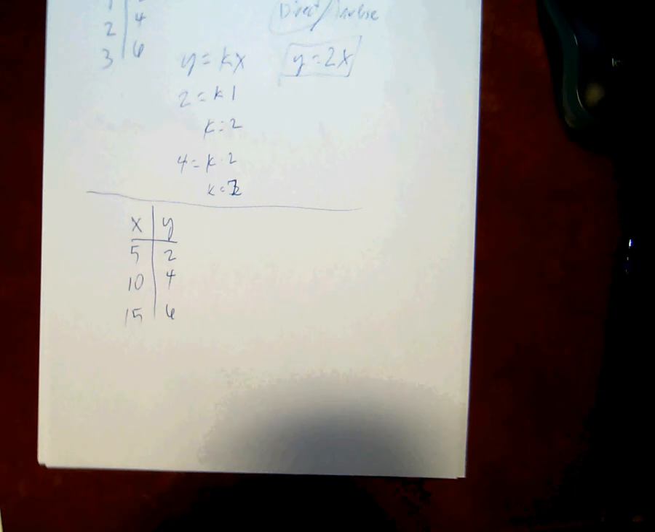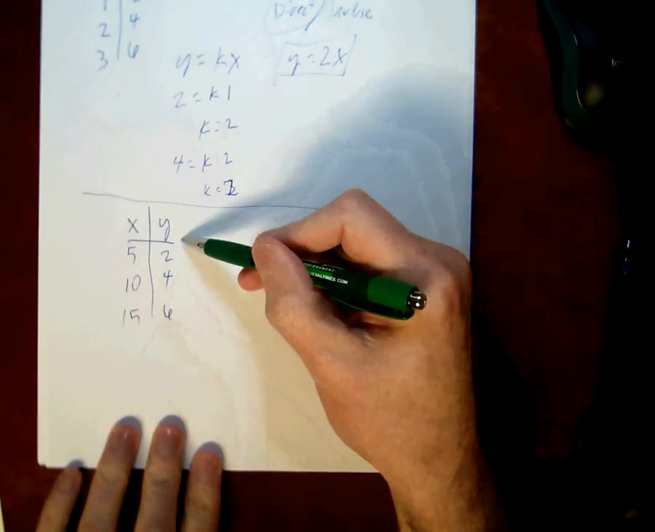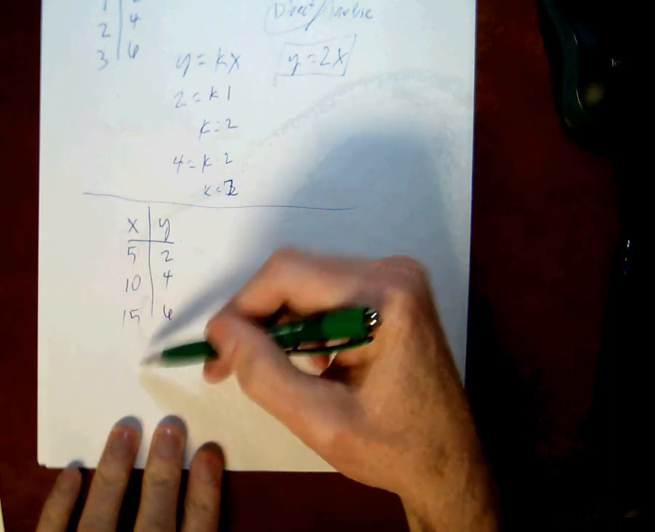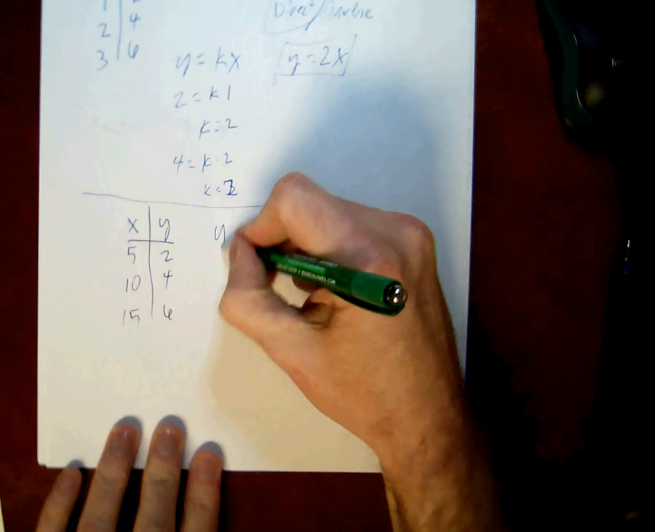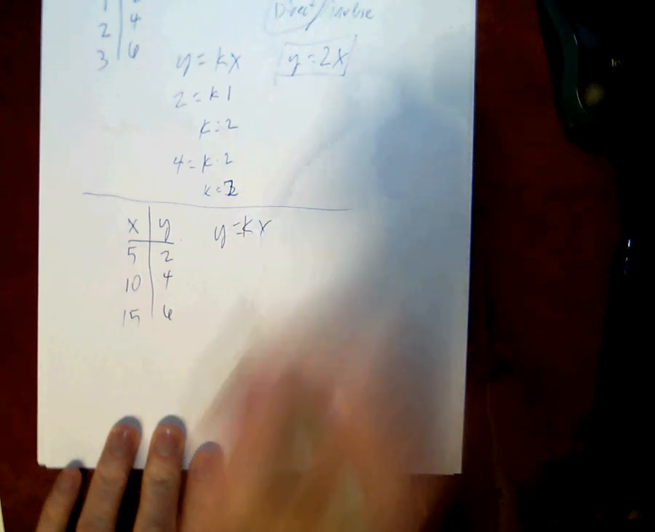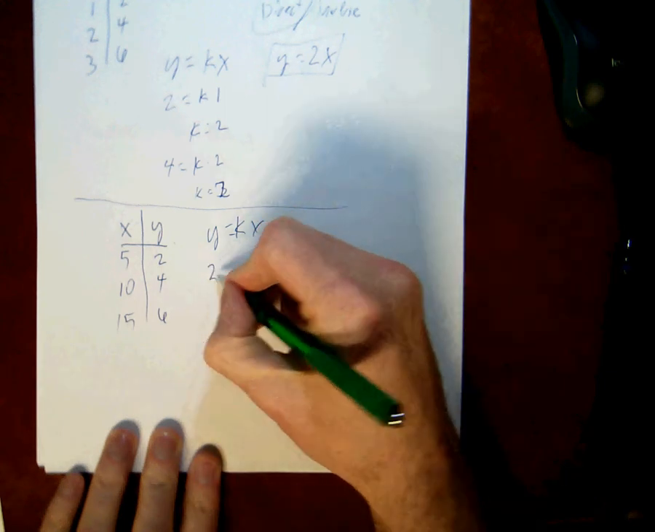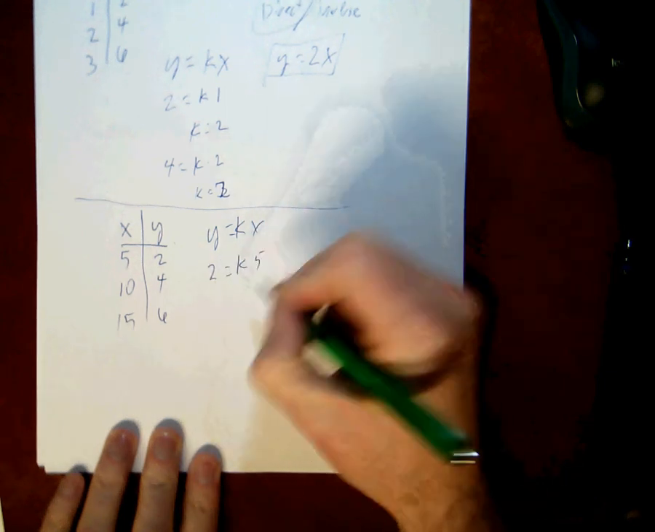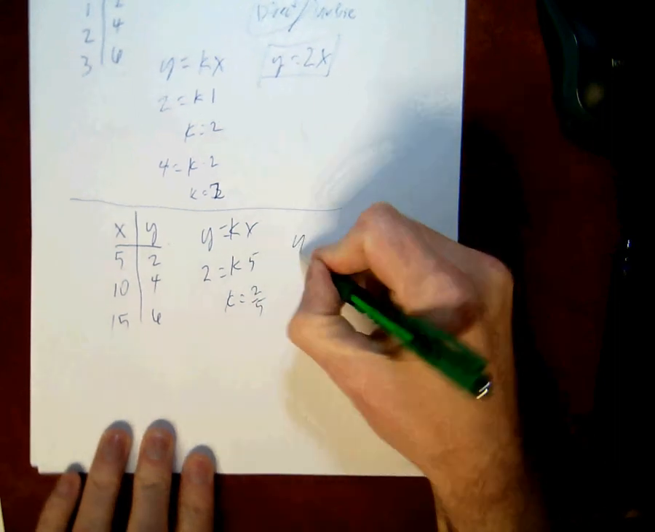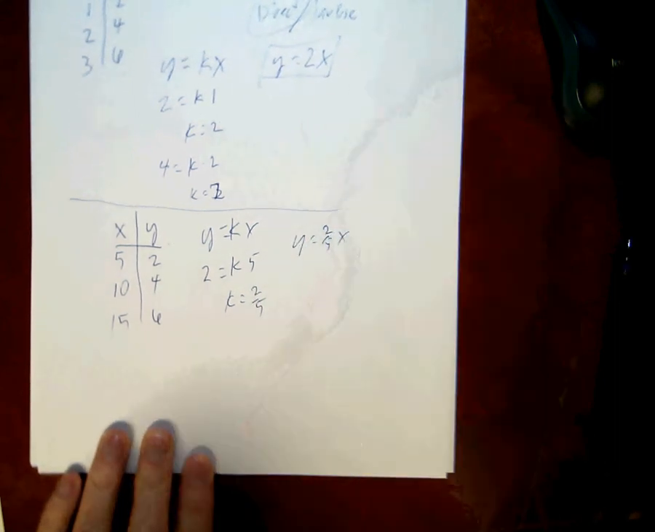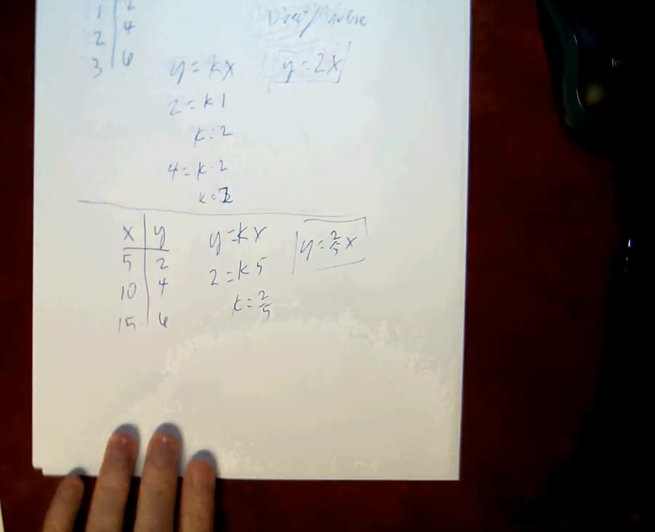Okay. All right. In this case, they're both increasing. Notice x's are increasing, y's are increasing. Anytime they're both increasing, I know it's going to be direct variation, so it's going to end up being y is equal to k times x. Got to figure out what k is. So let's see, 2 is equal to k times 5, so k is equal to 2 over 5. And that's y is equal to 2 over 5 x. So there's our equation. Hopefully that's not too bad.